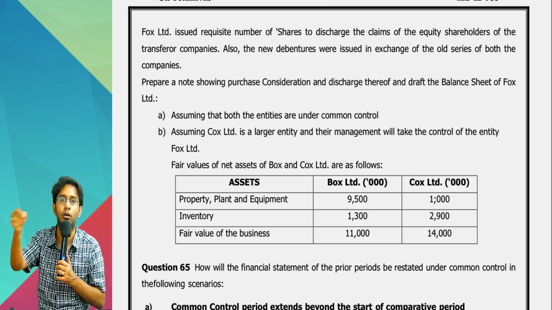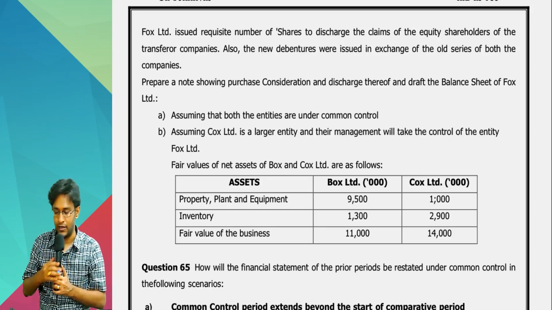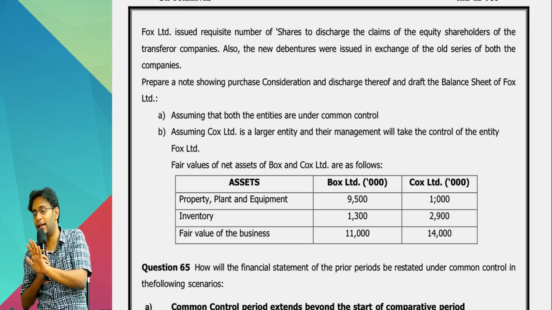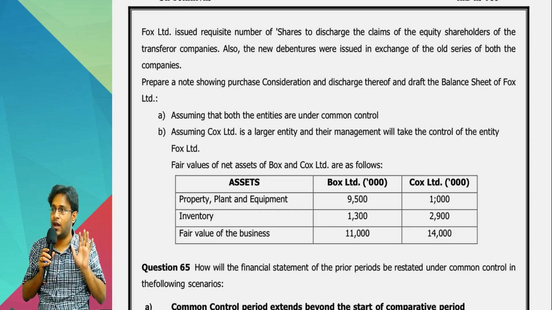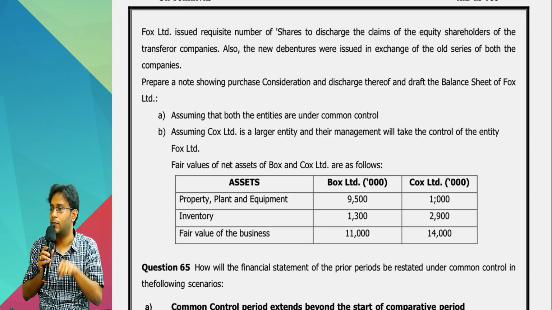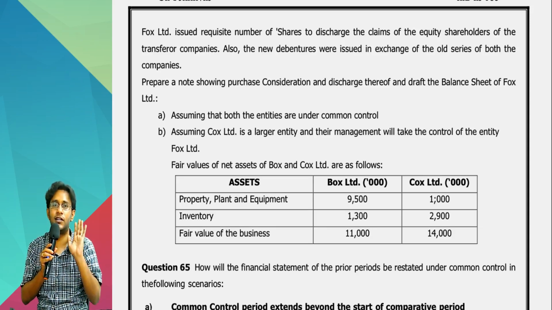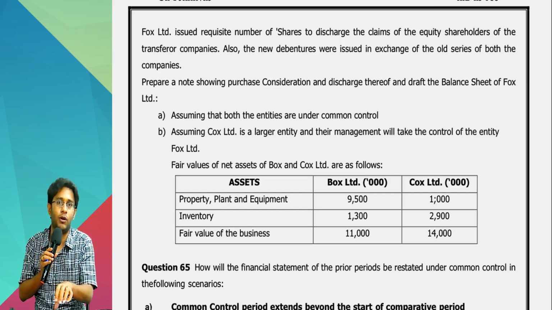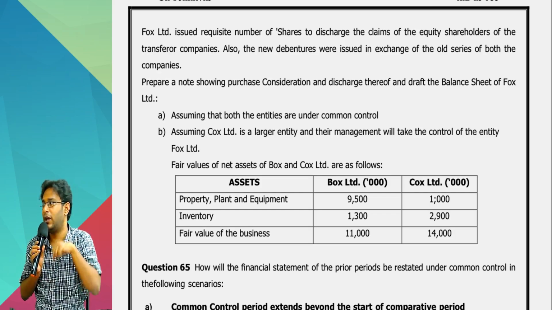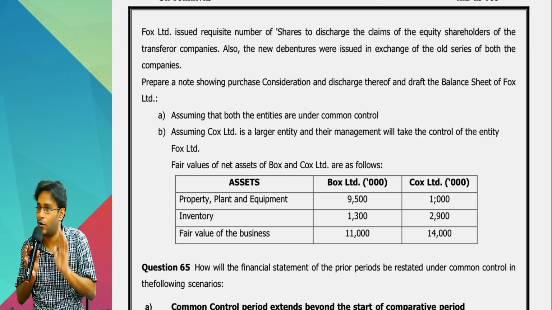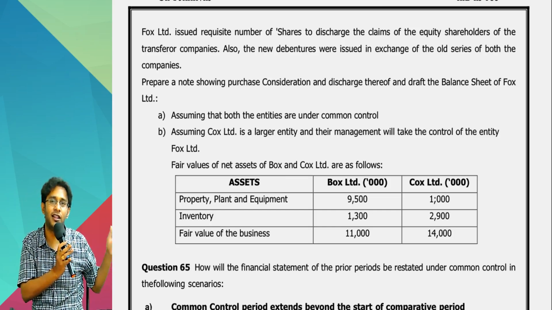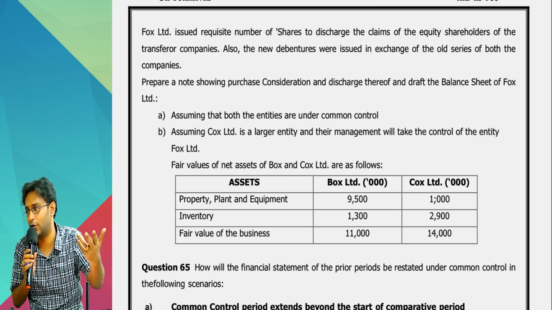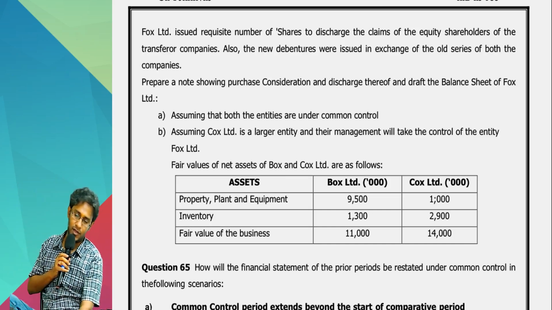Cox actually wanted to take over Box. Instead of Cox taking over Box, what they did is they created another company called Fox, and Fox took over Cox also, Box also. Inside, Cox will control Box. Ultimately, Cox only will control Box. Whatever they could have done by simply absorbing Box and changing the name to Fox, what they did is they created another company called Fox, and Cox and Box got amalgamated with Fox. So, second case.